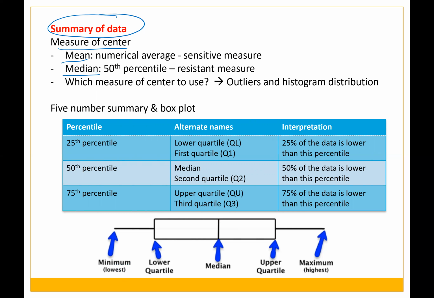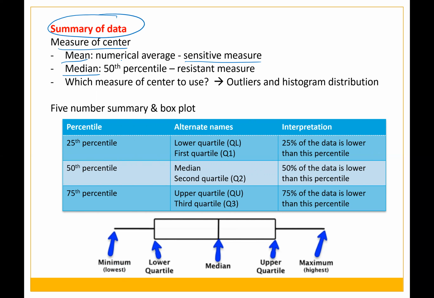But we're mostly focused on mean and median. The mean is basically just the numerical average. So when you have 5 values, you sum them together and divide by 5 to find the average. And it's a sensitive measure. If you look at your lecture notes, you can see that it's affected by any outliers or any unexpectedly big or small values. The mean is affected more than the median.